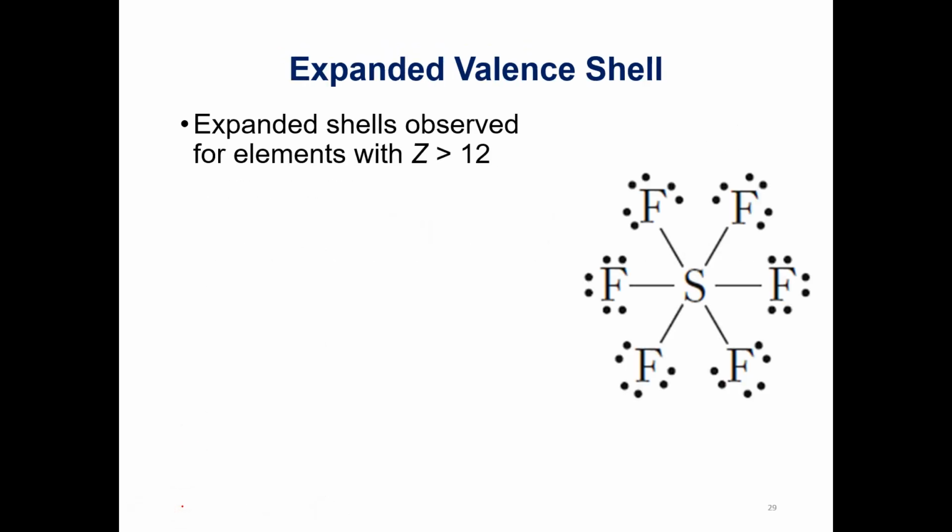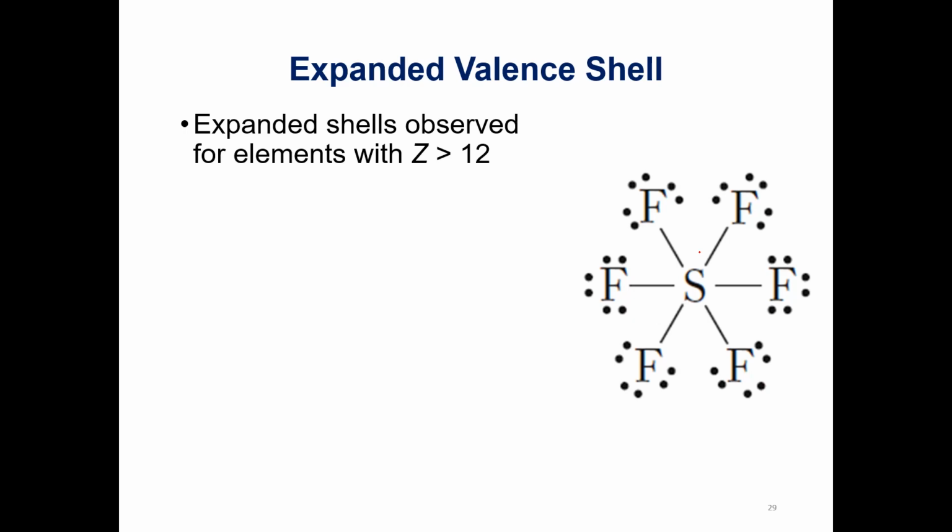The last exception that we're going to talk about is elements that can have an expanded valence shell, which means that they can have more than 8 electrons. So for example, if you look at something like SF6, there are 6 fluorines connected to the sulfur, which means that it's got 12 valence electrons, which violates our octet rule. But there are some elements for which that is possible, but there are very specific conditions under which that can happen.